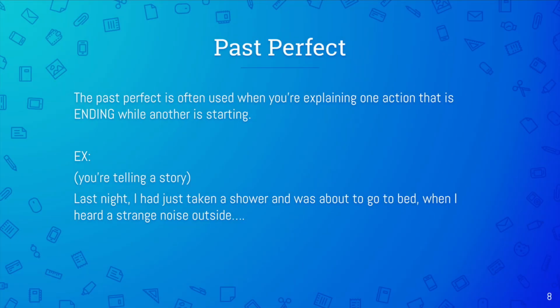Okay, another way, this one is not really related to the present tense, but the past perfect is also often used when you're explaining one action that is ending while another is starting. And so this can be when you're telling a story about something from the past. So I could say, "Last night, I had just taken a shower and was about to go to bed when I heard a strange noise outside." So here, had taken. I had just finished that action, taking a shower, and was about to start the other action of going to bed.